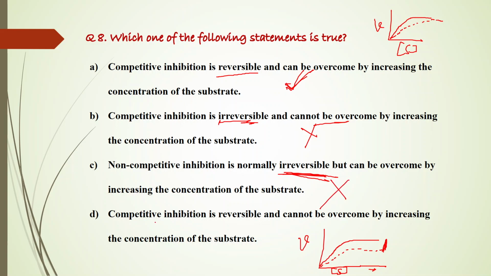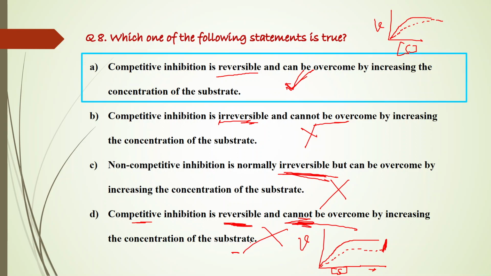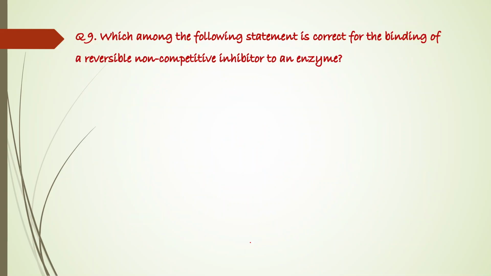And the fourth one states competitive inhibition is reversible, fine, and cannot be overcome by increasing the concentration. The reversible part is fine, but this part is wrong. We can overcome the inhibitor effect in case of a competitive inhibitor by increasing the substrate. So the fourth statement was wrong as well. The only correct option in question 8 was option A. Fine. Moving to the next one.